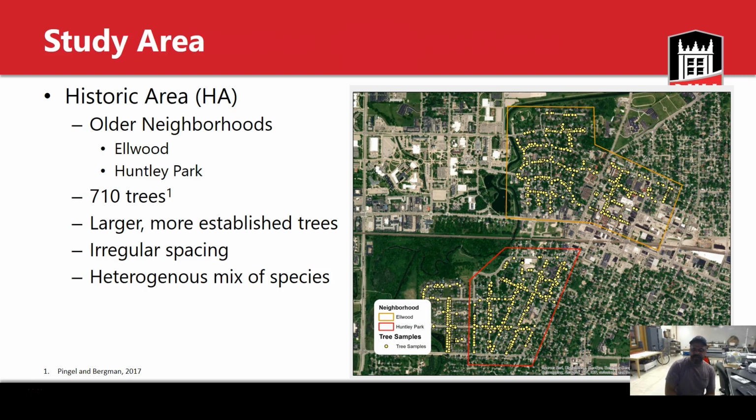So the historic area, these are older areas. There's one of Elwood and Huntley Park. There's about 710 trees in this area. These are larger, more established trees. The spacing is irregular through loss and replacement, and there is a very heterogeneous mix of species. There's several different species all mixed through that area.